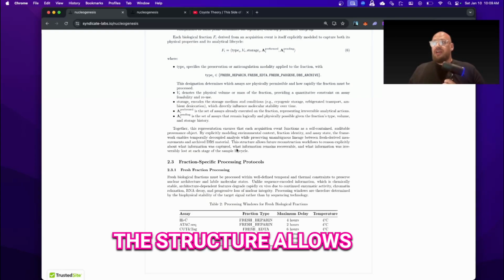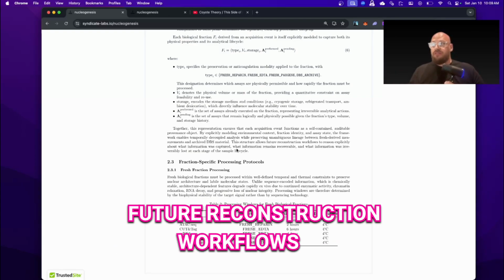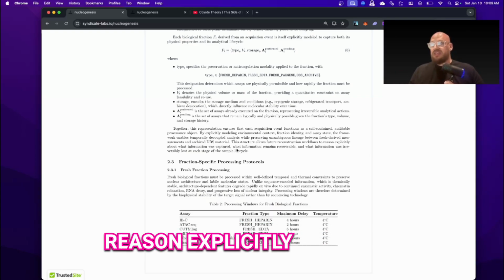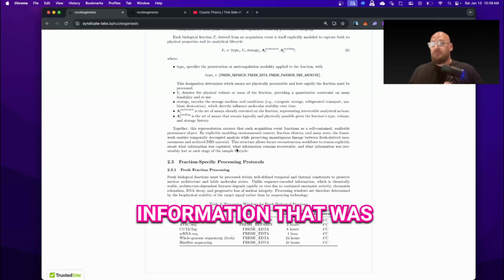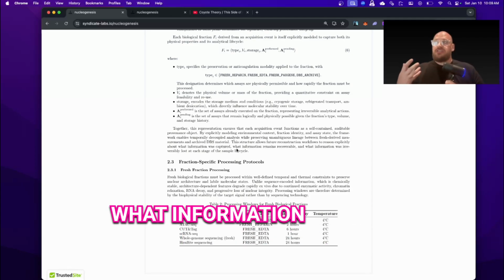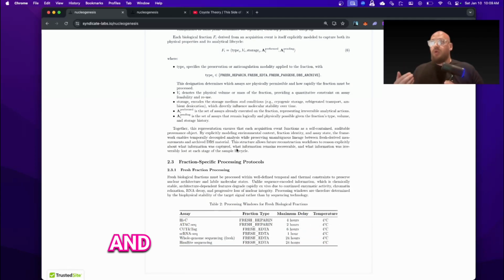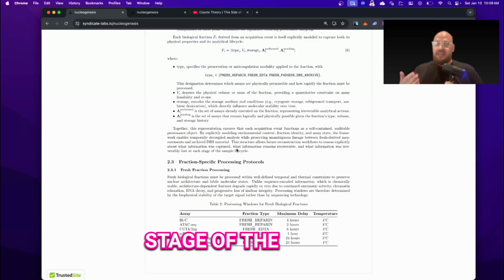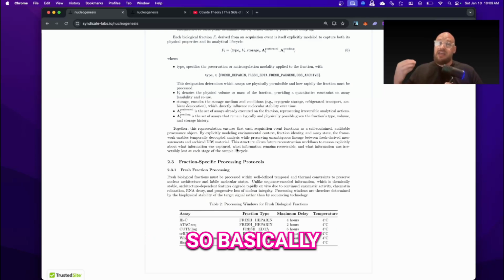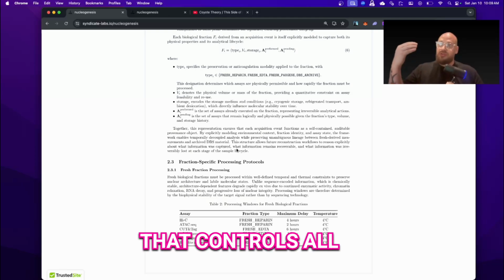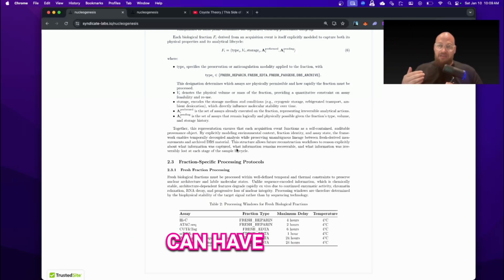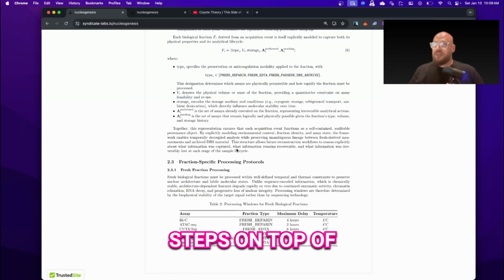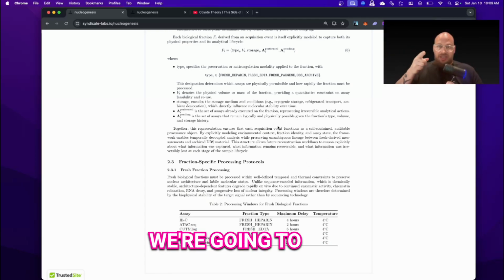This structure allows for future reconstruction workflows to reason explicitly about the information that was captured, what information remains recoverable, and what information was irreversibly lost at each stage of the sample life cycle. So basically, it's a ledger that controls all of these things so that you can have a basis of stability to then make the future steps on top of, right? So with that, we're going to stop right there.